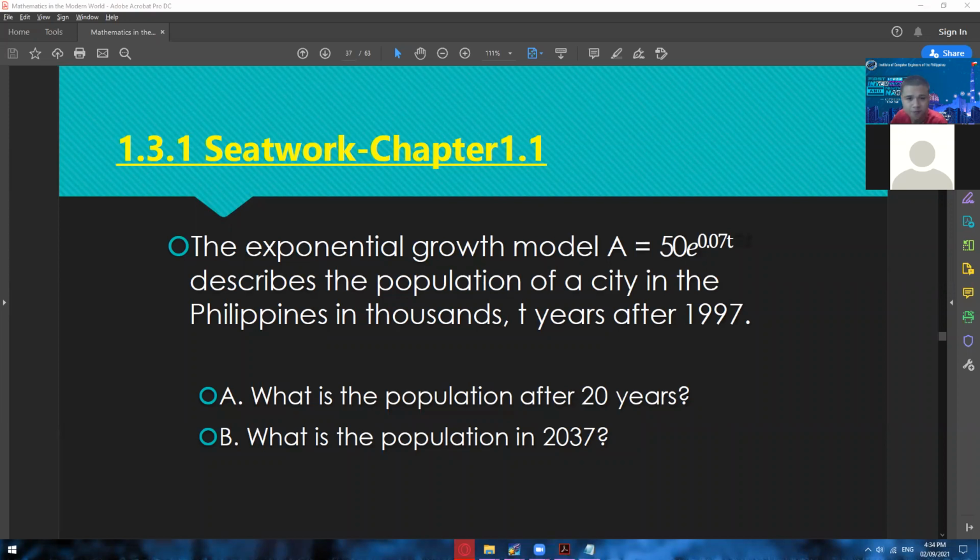Hello, hello, hello. Clear? Or do you guys have a question? Sir, can you repeat po? I had a connection problem. So what part? This one? The seatwork?